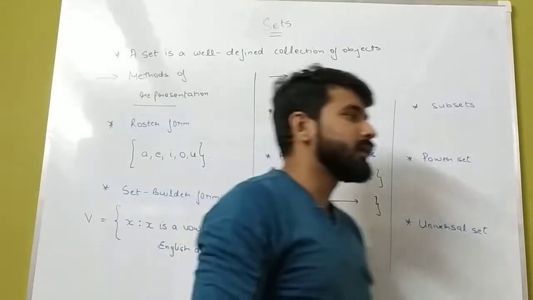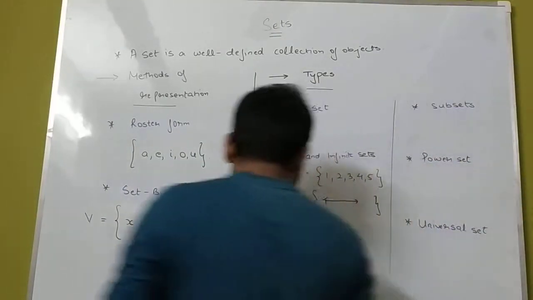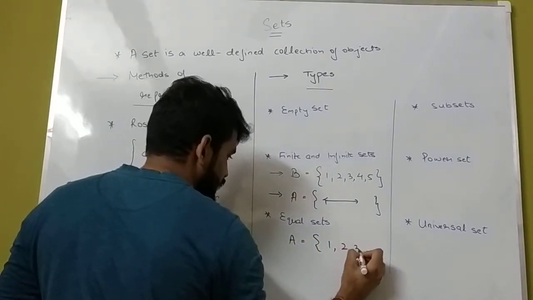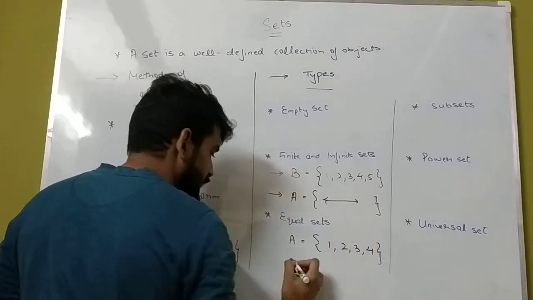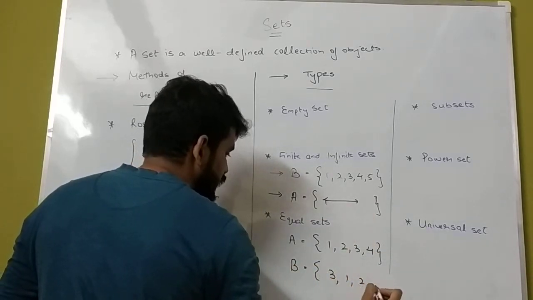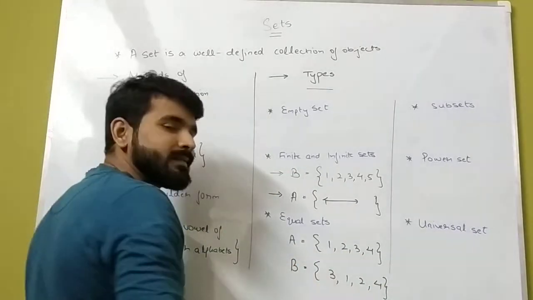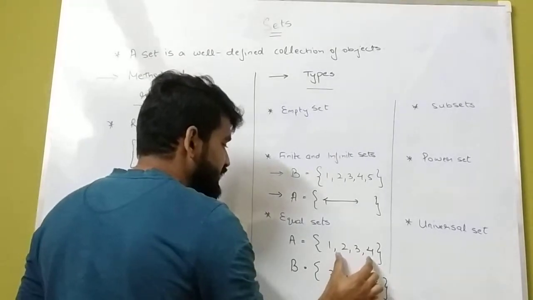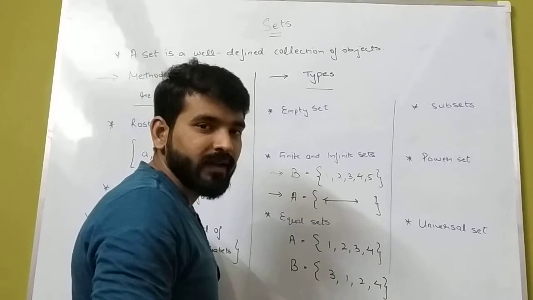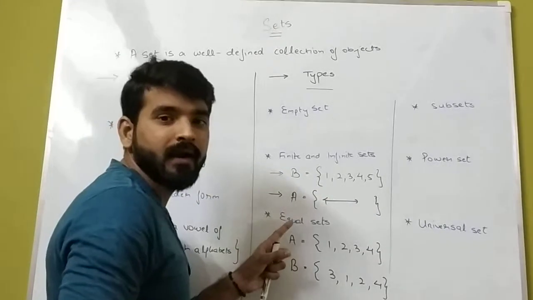Next we have equal sets. Now what sets are known as equal sets? For example, again let's say we have a set A which consists of 1, 2, 3 and 4, these 4 elements, and we have a set B which consists of 1, 2, 3 and 4. Again, if we observe these two sets carefully, we can notice that both the sets have exactly the same elements. In that case, we can say that set A and set B are equal sets.